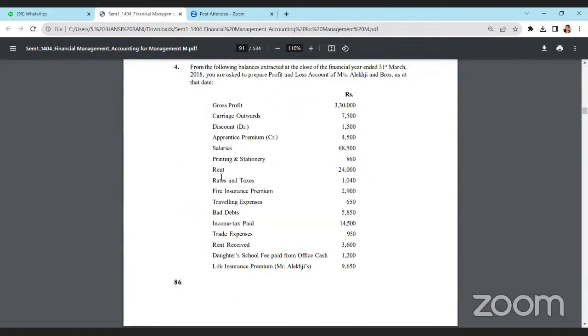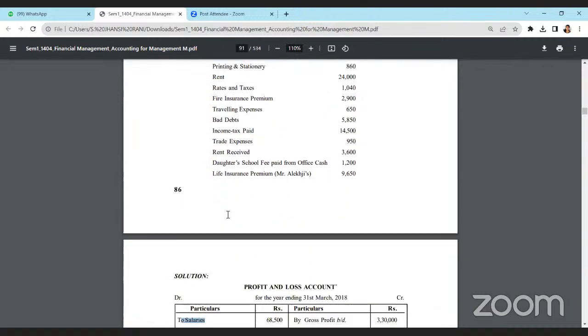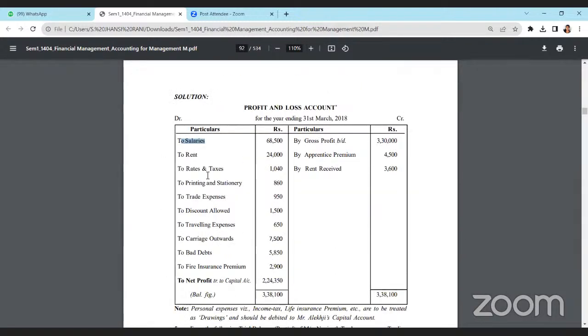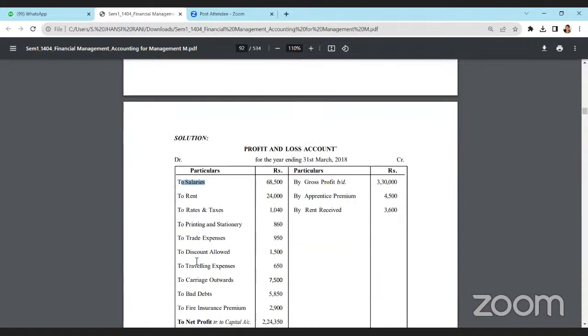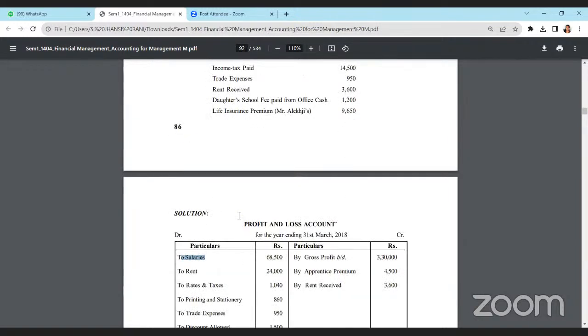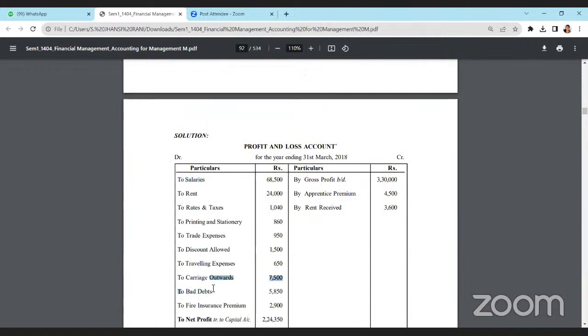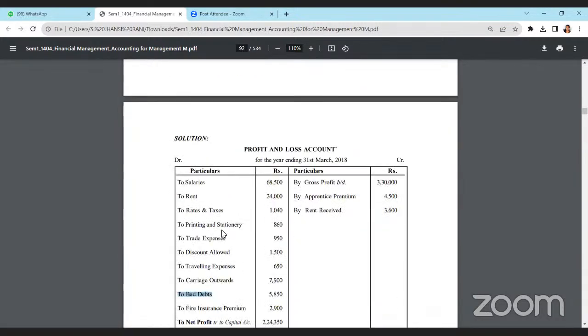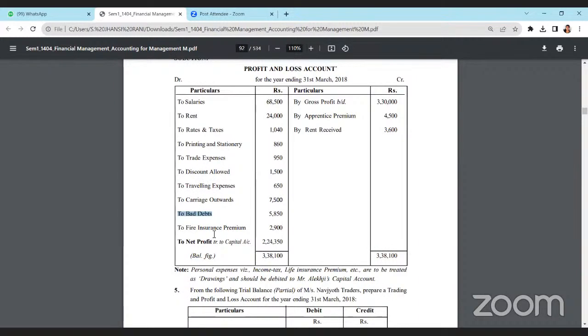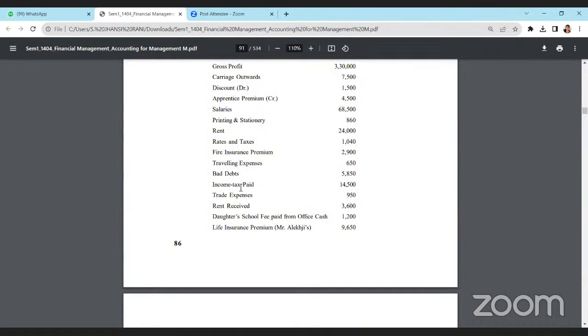Next, we have printing, stationery, rent, rates and taxes, fire insurance premium, traveling expenses, bad debts. These are all indirect expenses. You can see here, rent, rates and taxes, printing and stationery, trade expenses. Next, we have traveling expenses. That is also indirect expenditure. Next, we have bad debt. This is a loss to us. So all losses will be debited. So that is the reason it has been debited. Next, we have fire insurance premium. That is also an expenditure to us. So all are written. Now, if you look at here, a few things you can observe.